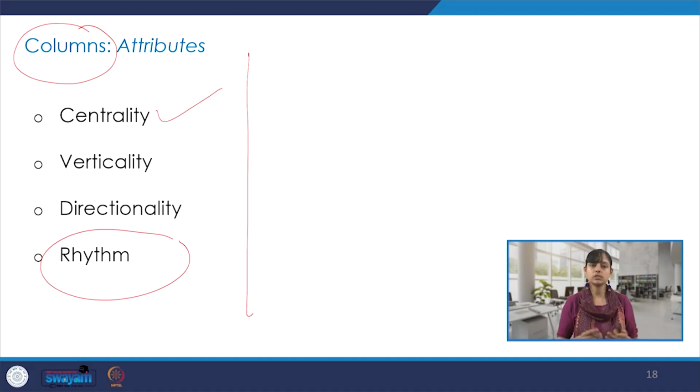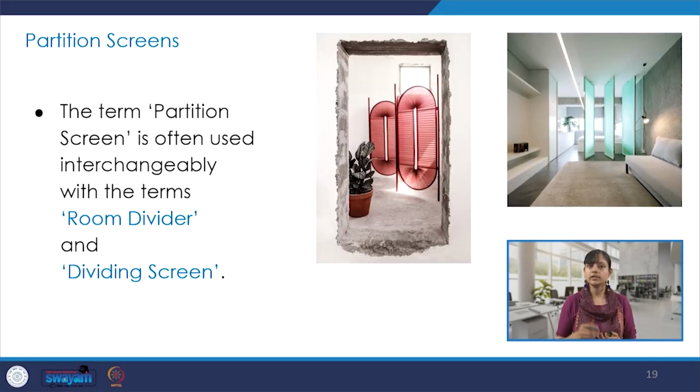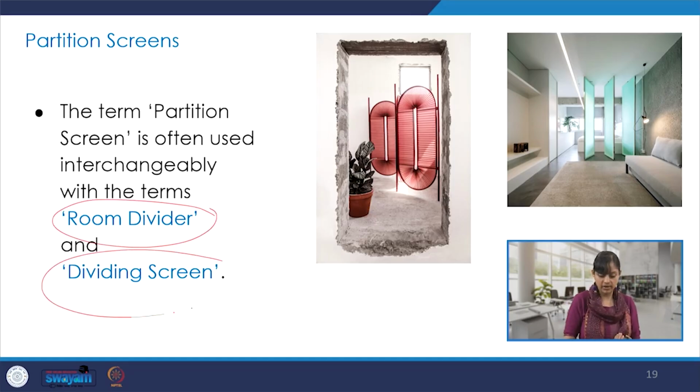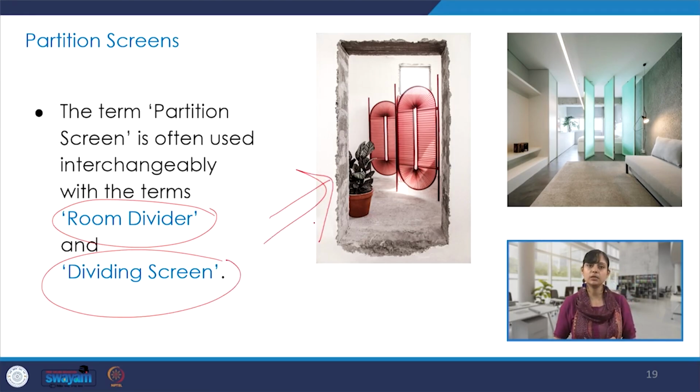There is also a certain kind of perception within space, some kind of direction that a column provides, and so on. We saw the other element, which is the partition screen, and how it is very useful, especially for interior design projects. It is also called a room divider, or sometimes a dividing screen. We saw some images and examples of each of these elements.